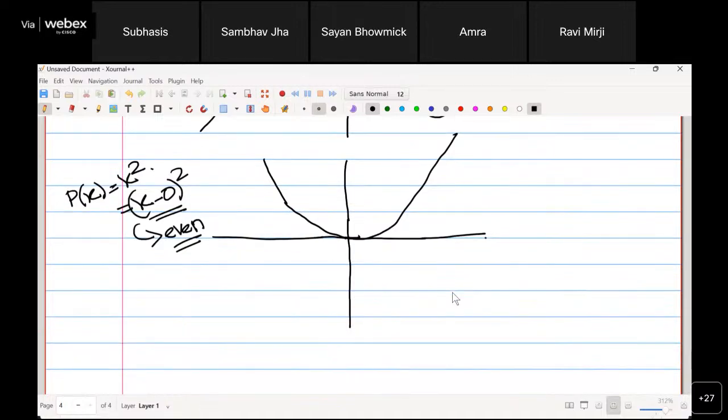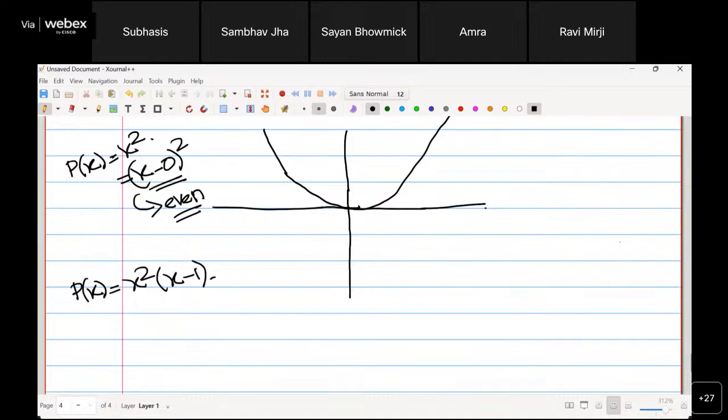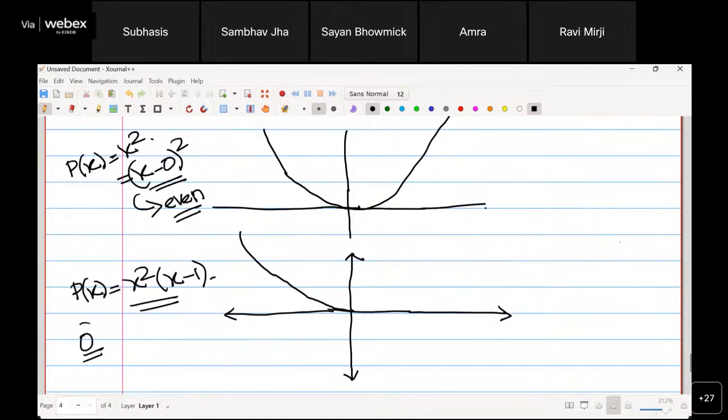Now suppose instead of this, I have something like x square into x minus 1. If I draw the graph of this polynomial, again it will come to 0, because 0 is a root. Now what is the multiplicity of 0? Even. Even, that means it will bounce back.